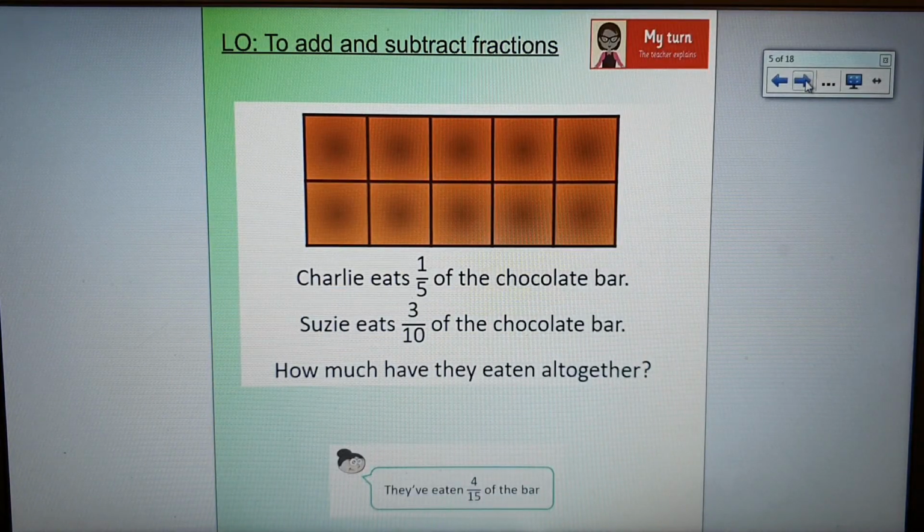So this is my turn. Charlie eats 1/5 of the chocolate bar. Susie eats 3/10 of the chocolate bar. How much have they eaten all together? Now, this person down here thinks they've eaten 4/15 of the chocolate bar. I can see why they might have said that, but let's go and find out if they are correct.